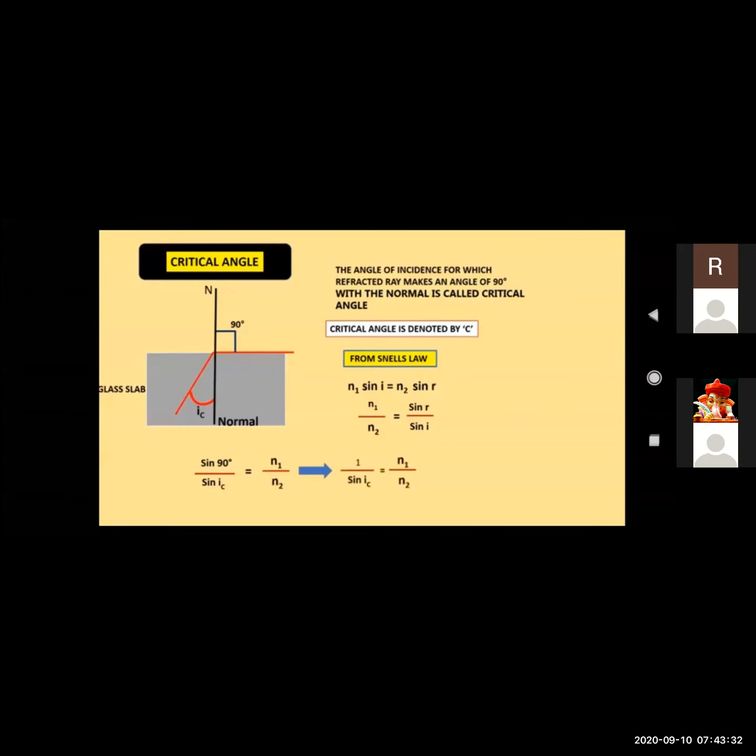Then, this was already shown to you. This is the final result: sin C is equal to N2 by N1. We got this from N1 sin I is equal to N2 sin R. Students, there was a mistake in the previous slide. Make changes. Here is the correct one: N1 sin I is equal to N2 sin R.